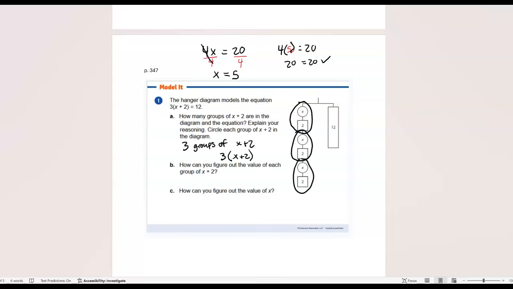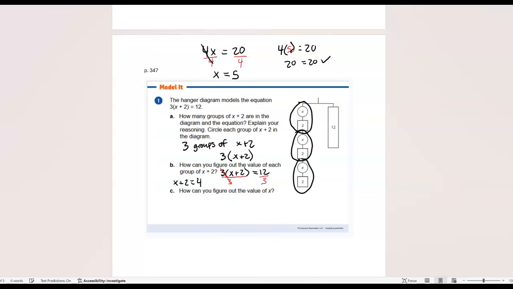And how can you figure out the value of each group of x plus 2? Well, kind of like the equation above where I had 4x equals 20, I divided by 4 on both sides. Well, if I have 3(x + 2) equal to 12, I start this off simply by dividing by 3 on both sides. And you may be like, whoa, that looks weird. Well, the 3 divided by 3 cancels off. That's just 1. So I'm just left with x plus 2. And the 12 divided by 3 is equal to 4. So a group of x plus 2 is equal to 4.